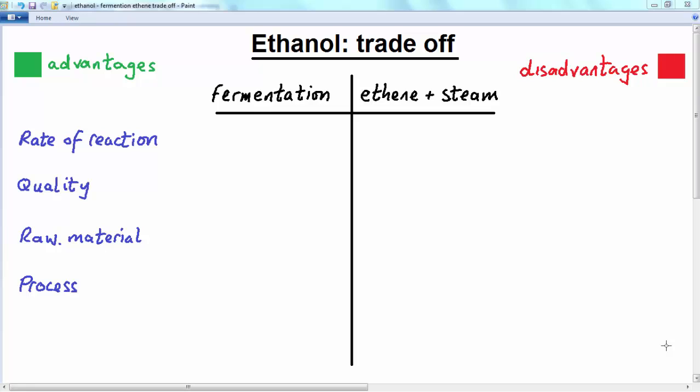Questions comparing these methods often come up in the GCSE exam, so it's important to have a closer look at that. You'll see on this diagram I'm going to write the advantages of each in green and the disadvantages in red.